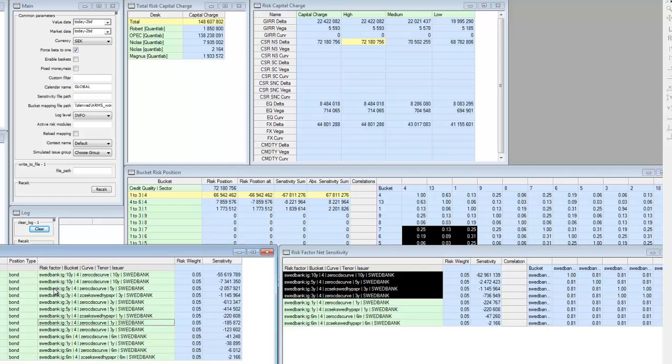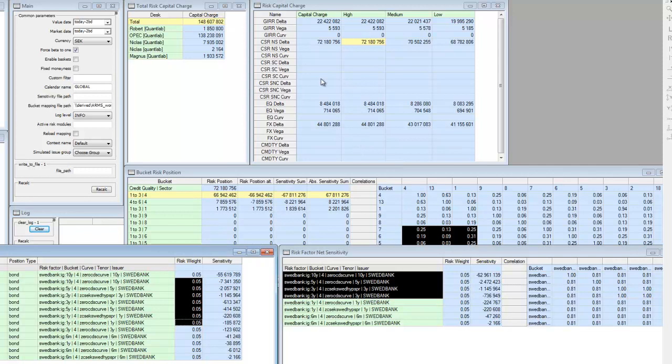You need to know that your issuer is in the bucket 4, and you need to know this issuer, Swedbank. You need to know which nodes you're calculating. You need to know which risk weight is on there, because if you don't have this, it's going to end up being in the other bucket.